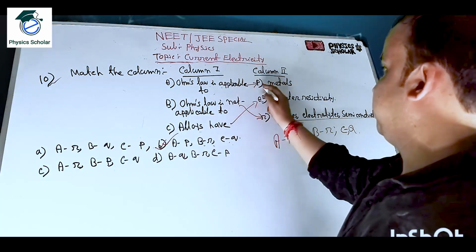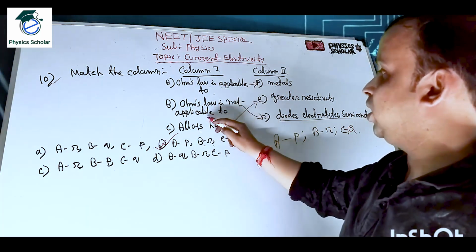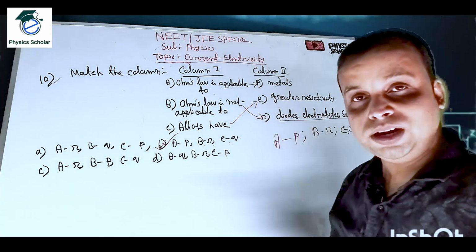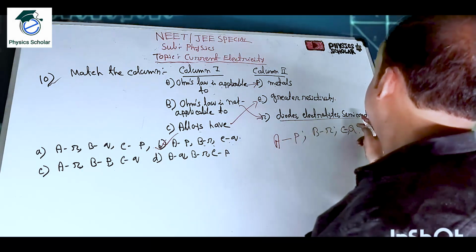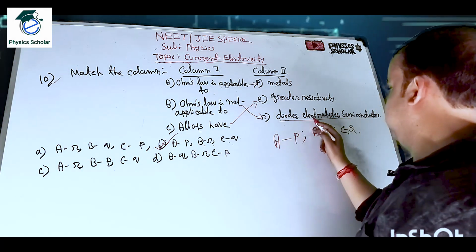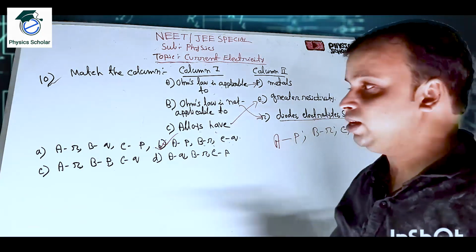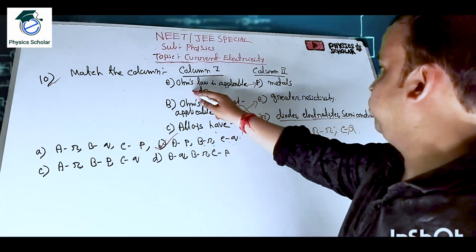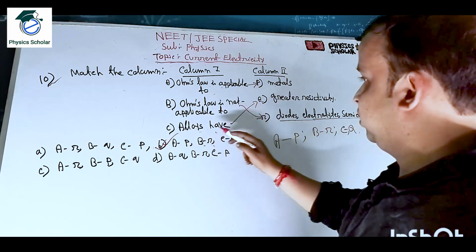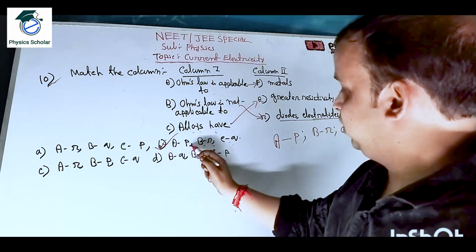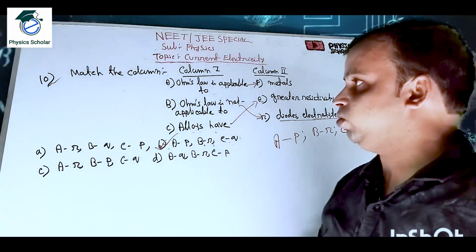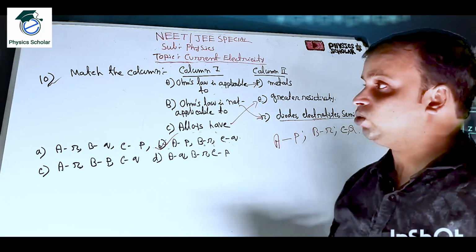So Ohm's law is applicable for metals. Ohm's law is not applicable for semiconductor devices, that means diode, triode, or electrolytes. And alloys have higher resistivity. So this is very easy. AP, BR, CQ. So option number B will be correct. Clear? So students, hope you have understood this.